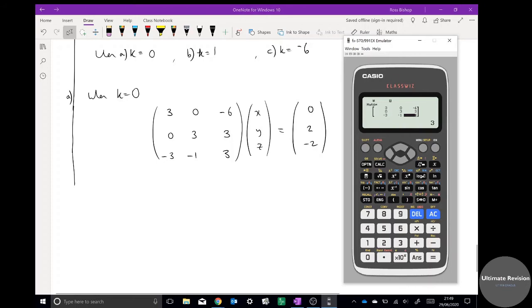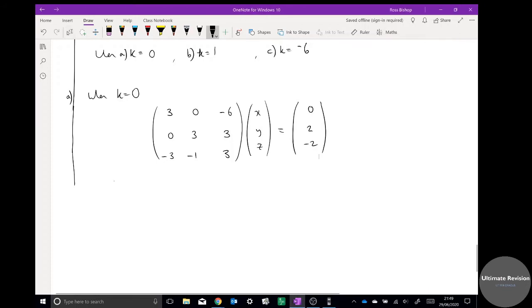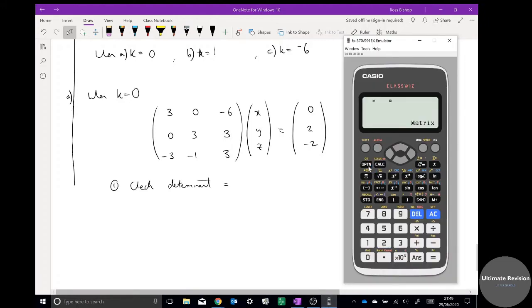Okay, so that's my new matrix here. Now I'm going to do a check. First of all, with all of these, I'm going to check the determinant. Now, if the determinant is positive, I know there's solutions immediately. So let's just do that immediately. And I can do that by longhand, or I can do it on the calculator.